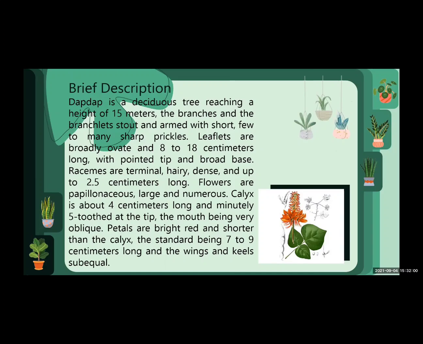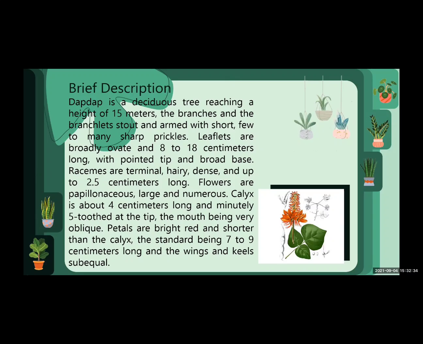So the brief description for this: dap is a deciduous tree reaching a height of 15 meters, and the branches and the branchlets are stout and armed with short, few to many sharp prickles. Leaflets are broadly ovate, 8 to 18 centimeters long with pointed tip and broad base. Racemes are terminal, hairy, dense and up to 2.5 centimeters long.